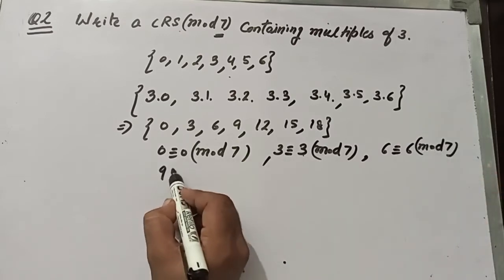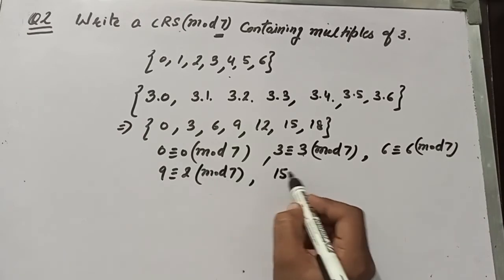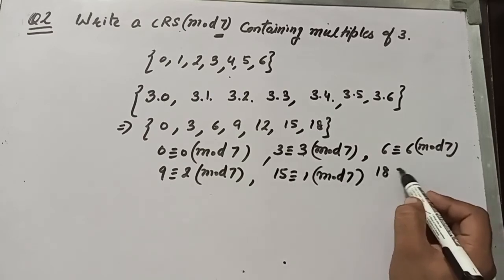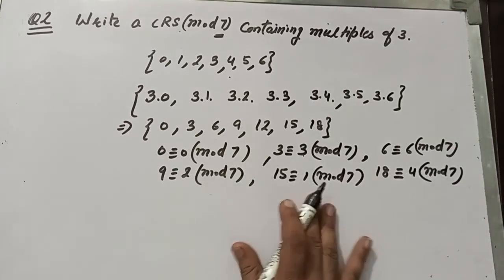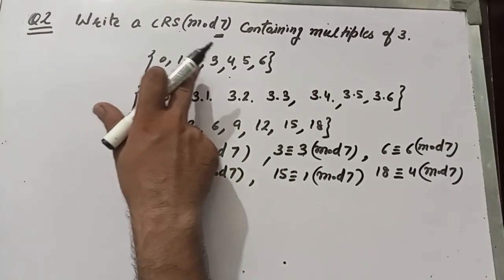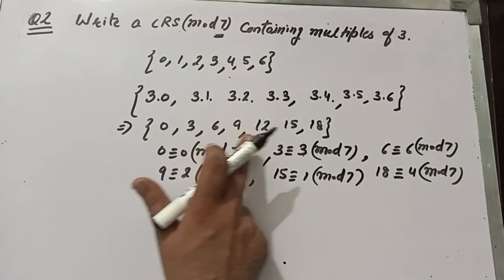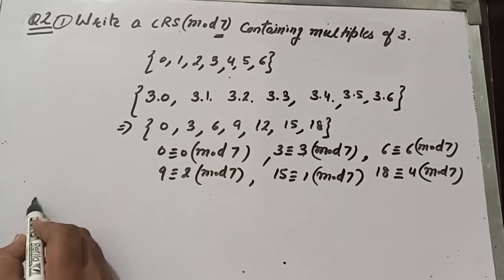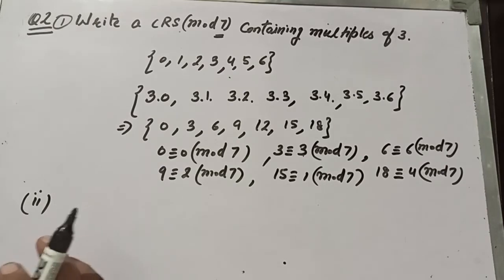Now 9 is congruent to 2 modulo 7, 15 is congruent to 1 modulo 7, and 18 is congruent to 4 modulo 7. So now you have verified that every integer from this new set is congruent to 0, 1, 2, 3, 4, 5, 6 in some order. Okay, so it is a complete residue system containing multiples of 3. So this completes the first part of this question number 2. Now you can find out a particular reduced residue system in this manner also.